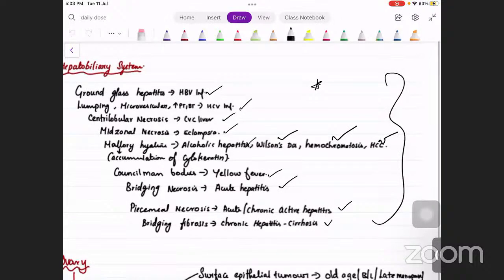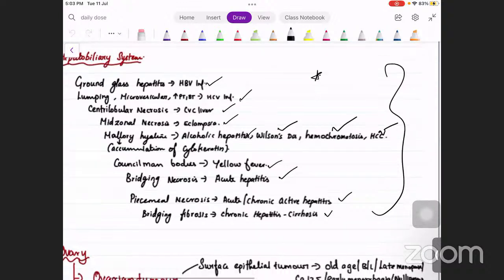Ground glass hepatitis, HBV. Lumping, microvesicular, increased BTR-PT, which is seen in HCV. Central lobular, CVC. Mallory-Hyaline, alcoholic hepatitis, Wilson disease, hemochromatosis, HCC. Councilman bodies, yellow fever. Bridging necrosis, acute hepatitis.